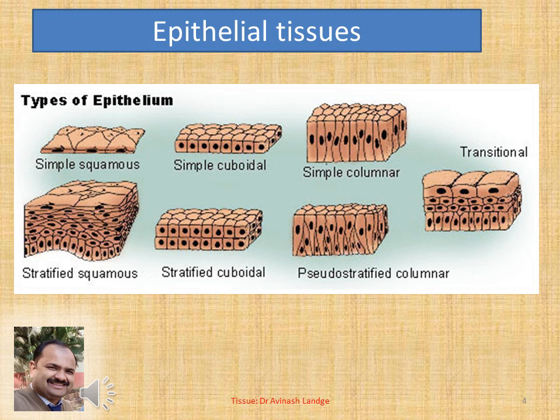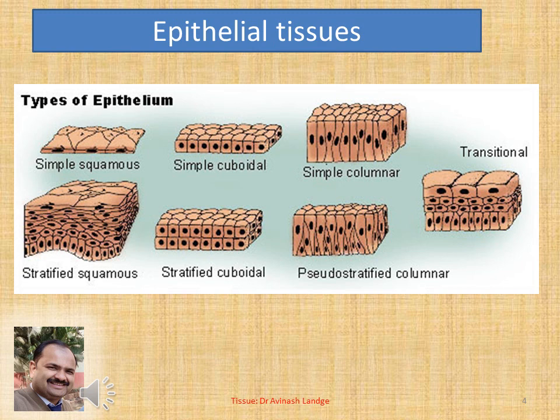Next part is ciliated epithelium. Cilia means hair-like structures. The cells may be cuboidal or columnar. In the case of ciliated epithelium, they are also called pseudostratified columnar epithelial tissues. So cells may be cubical or columnar. On its free surface, there is a protoplasmic outgrowth called cilia.